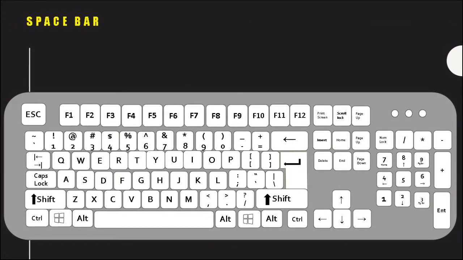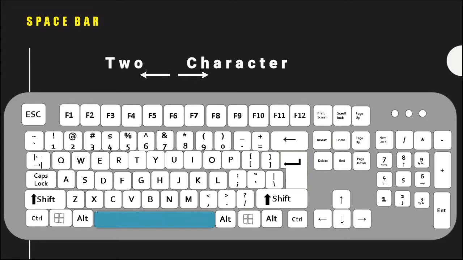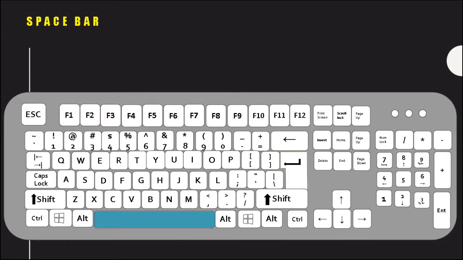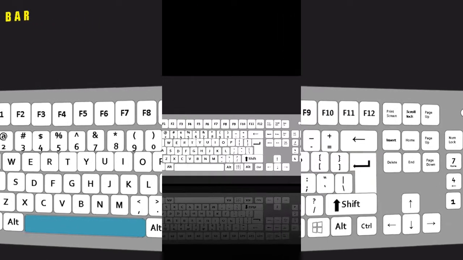Next we have the spacebar. It is the longest key on the keyboard. It is used to give space between 2 characters. So why is it long? Because we use space between words quite often. That's why it is long. So in order to give space between 2 words, we need the spacebar. So the spacebar helps us to give space between 2 characters, or we can say 2 words.